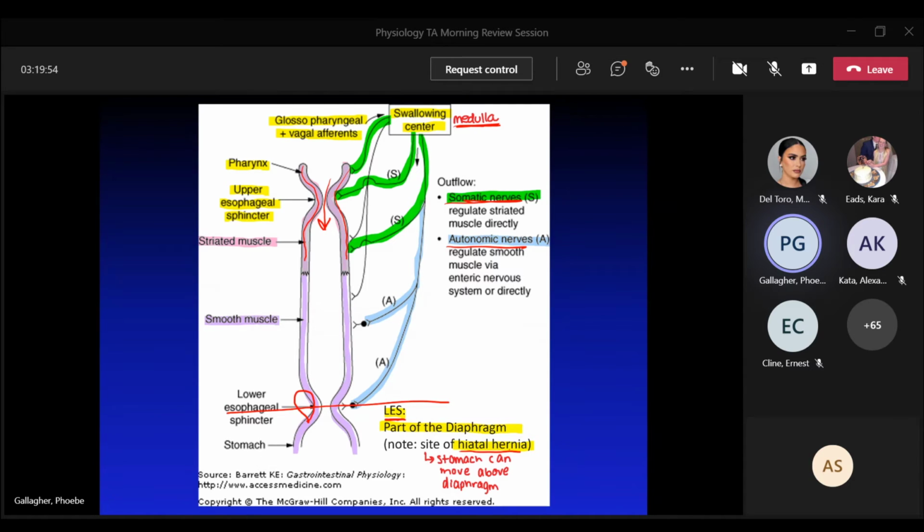So that's all it means by hiatal hernia, but he's not going to ask you about a hiatal hernia. He just wants you to know that the lower esophageal sphincter is at the bottom and that it needs to open in order to allow food to enter.